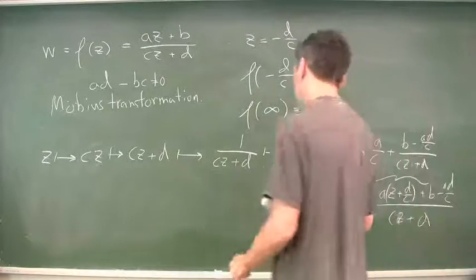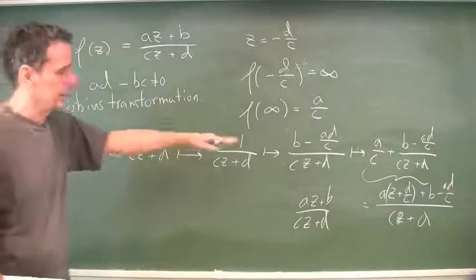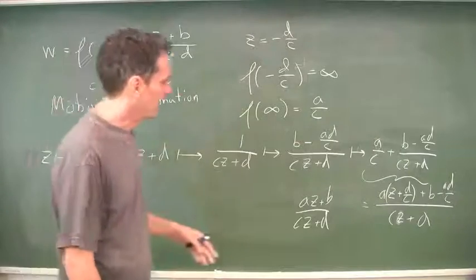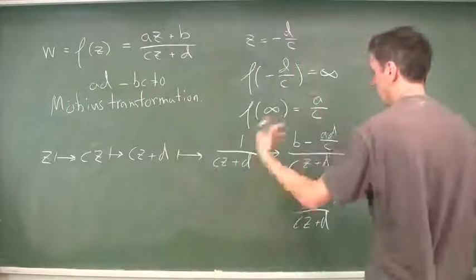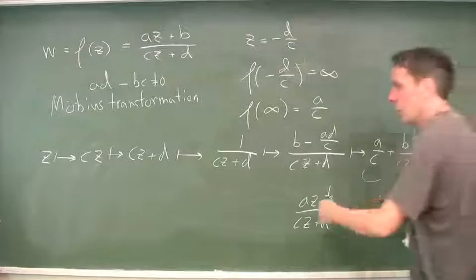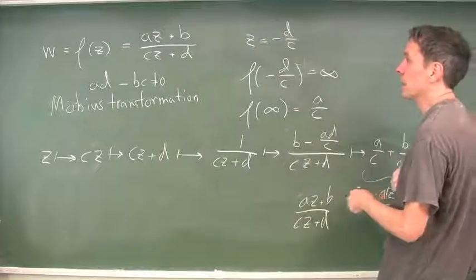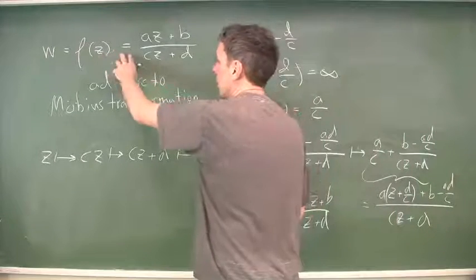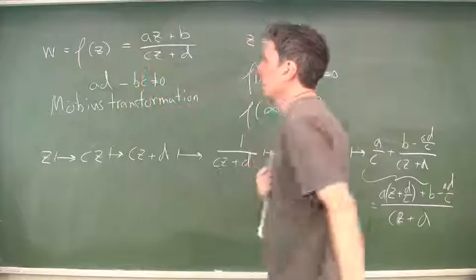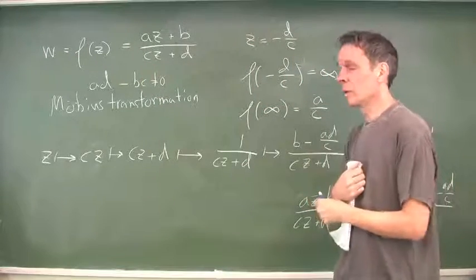So the conclusion is that since every step here in this chain of mappings will conserve the class of circles and lines, the whole map taking Z to this expression, that is our original Möbius transformation, will conserve the set of lines and circles in this sense.